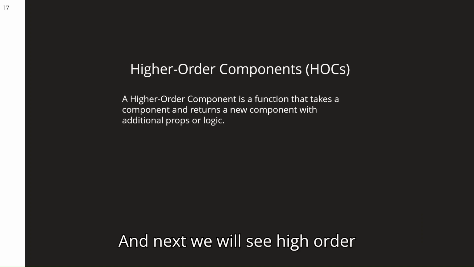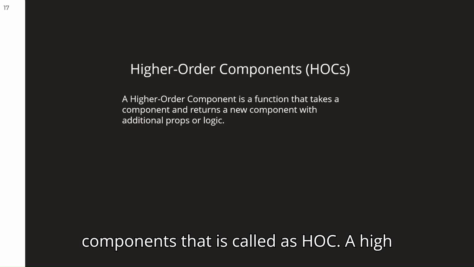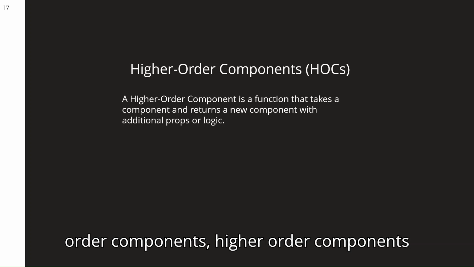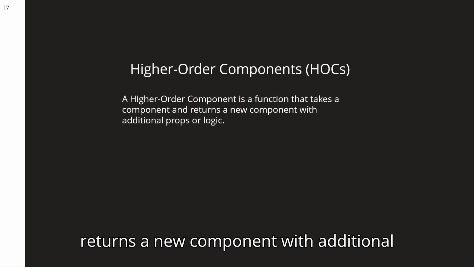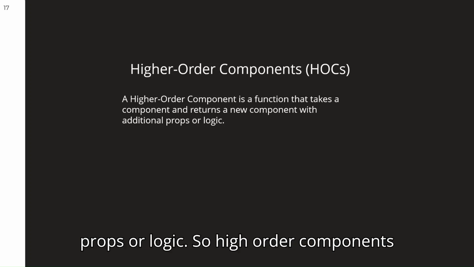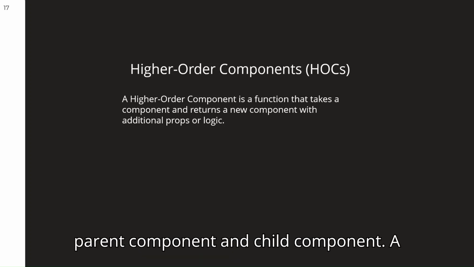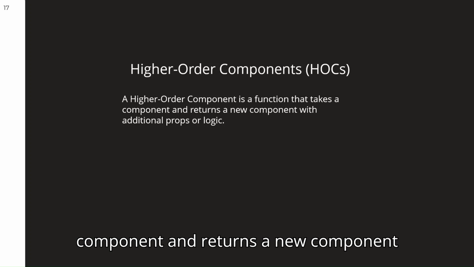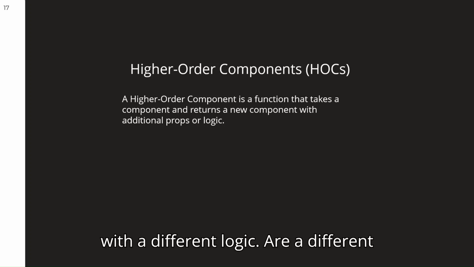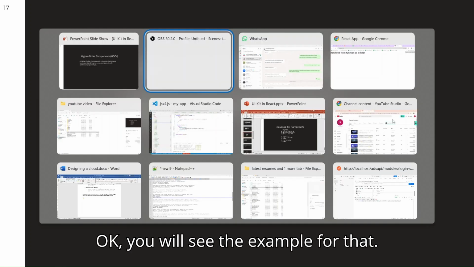Next we will see higher order components. That is called HOC. A higher order component is a function that takes a component and returns a new component with additional props or logic. So for higher order components, we have two components here, a parent component and a child component. The parent component will take one component and return a new component with different logic or different props values. We'll see the example for that.